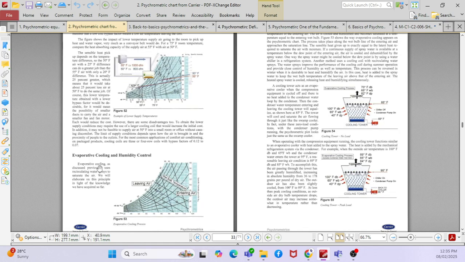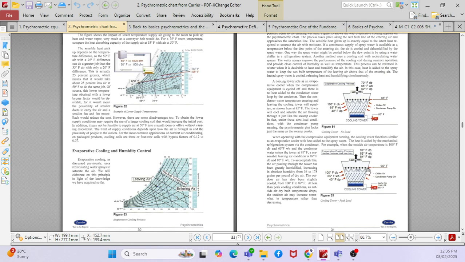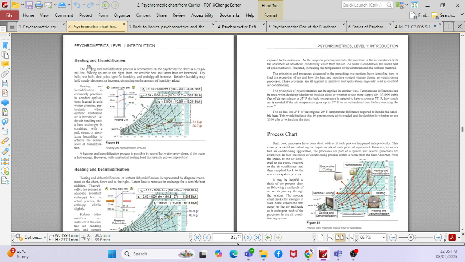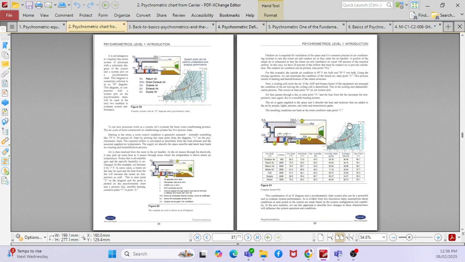Okay, then evaporative cooling and humidity control. How to do the control? Say for example, you have a cooling tower. How to design it, with the different properties of the air. Okay, heating and humidification, heating and dehumidification, right? This is the process chart. You can see the process chart here. This is the heating, cooling, humidification, dehumidification, cooling and dehumidification, heating and dehumidification, heating and humidification, and evaporative cooling, right? So this is all examples, one by one example here.